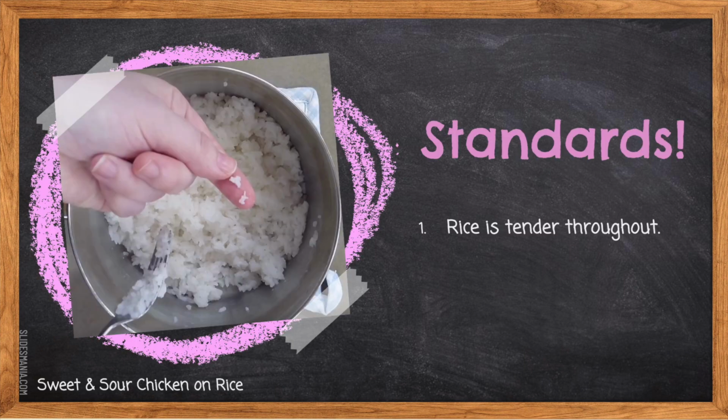Standards. 1. Rice is tender throughout. This means that you cooked the rice to the perfect formula. You measured carefully. Remember, if you ended up with mushy rice, chances are that you put too much water in the pot or you accidentally under-measured the raw rice before it was cooked. If you ended up with too crunchy of rice, chances are someone opened the lid and took a peek and allowed water vapor to escape, or you accidentally over-measured the rice in the pot.